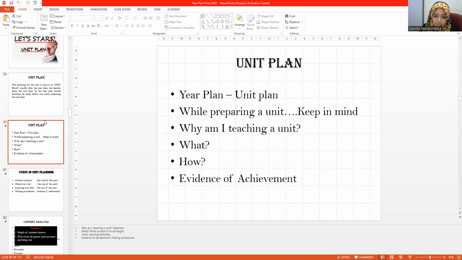The third question that is in your mind after you have decided what is the content and why you are teaching it, accordingly you devise the teaching learning activities. And once you have devised the teaching learning activities, the next thing that plays on your mind is, now I want to test whether what I have taught, whether the child has been successful in learning that. So there has to be some evidence of achievement. And these 4 are nothing but the steps in unit planning.